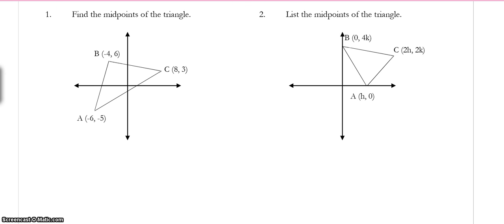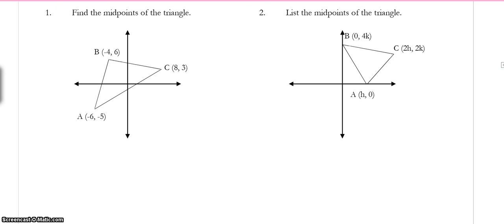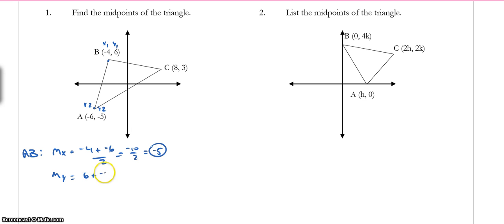So, in the first one it says find the midpoints of the triangle. So essentially we're going to find the midpoints of all three sides. Let's start with segment AB, and we'll start with x. I have my x's, it doesn't matter which order you put them in. x1 plus x2 divided by 2 gives me negative 10 over 2, or negative 5. And then I have my y's, which is here and here. y1 plus y2 over 2 gives me 1/2. So my midpoint would be negative 5 comma 1/2.